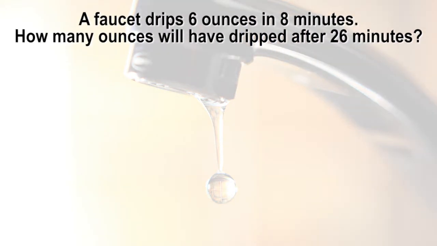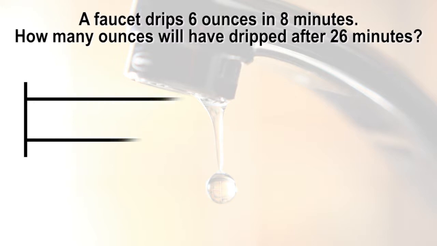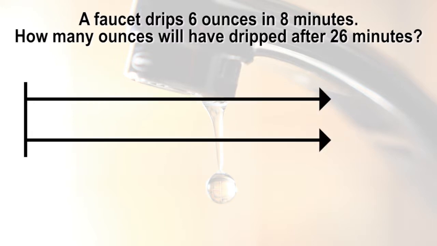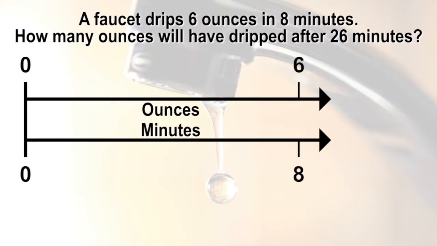We know that we need ounces per minute, so let's draw a double number line with the top line representing ounces and the bottom number line representing the minutes. We'll mark a 0 at the beginning of each line. Let's go ahead and mark the 6 ounces in 8 minutes. To find the unit rate, we can divide the 6 ounces in half and get 3 ounces, and divide 8 minutes in half to get 4 minutes.